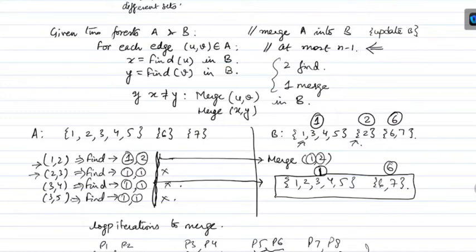Well, I don't want to send all the edges. That's more than theta n work, right? That could be n square by P edges, right? I don't want to send that much information. I want to send theta n information. Is that doable? Can I send the list of vertices?